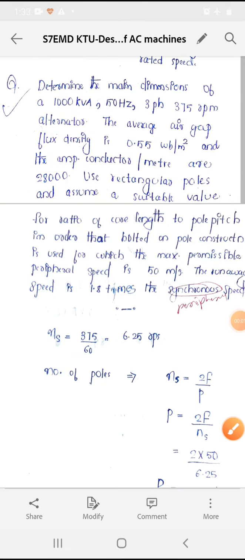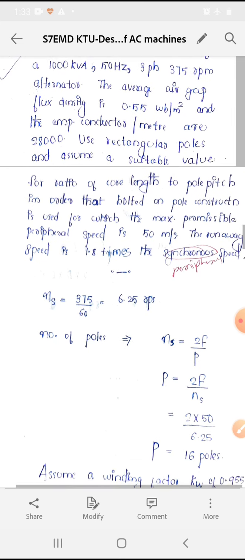Today we are going to study the problems based on synchronous motion. First question is determine the main dimensions of a 1000 kVA 50 Hz 3-phase 375 RPM alternator. The average air gap flux density is 0.55 Weber per meter square and the ampere conductor per meter are 28,000.